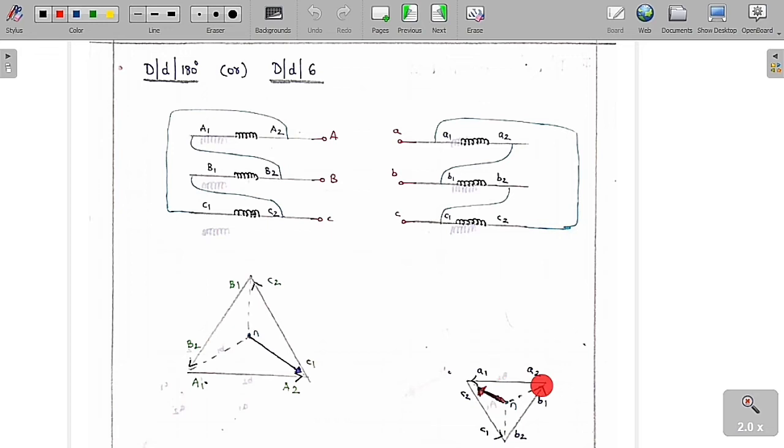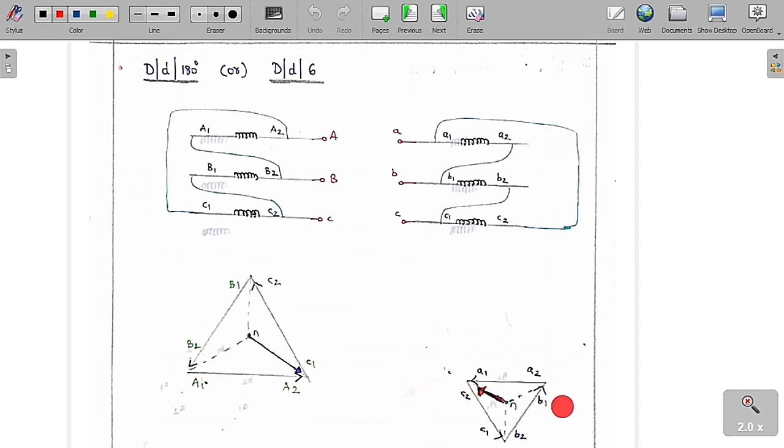So this is A1, A2. Now B1, B2. But B1 is connected to A2, so I am going to shift it here in this manner. Therefore, this is actually B1, B2, right? I am going to shift it here. And similarly C1, C2. I have done it here in this fashion.